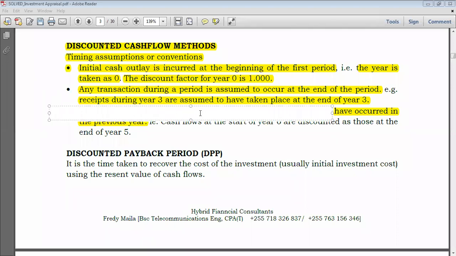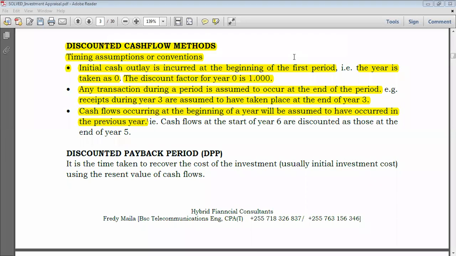So cash flows at the start of year 5 would be treated as cash flows at the end of year 4, meaning that n would be equal to 4. So do not be swayed and use this 5. You just have to read carefully. If it is the start, you have to use 4 for discounting purposes. I hope you get me. That's why we say cash flows at the start of year 6 are discounted as those at the end of year 5. So they are matched together with the cash flows at the end of year 5. You have to be very careful about that.